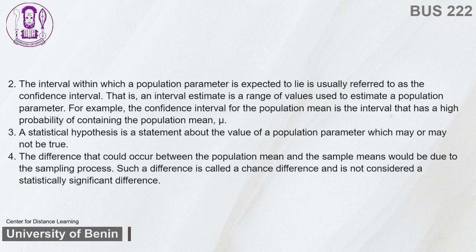2. The interval within which a population parameter is expected to lie is usually referred to as the confidence interval. That is, an interval estimate is a range of values used to estimate a population parameter. For example, the confidence interval for the population mean is the interval that has a high probability of containing the population mean, mu. 3. A statistical hypothesis is a statement about the value of a population parameter that may or may not be true. 4. The difference that could occur between the population mean and the sample means would be due to the sampling process. Such a difference is called a chance difference and is not considered a statistically significant difference.